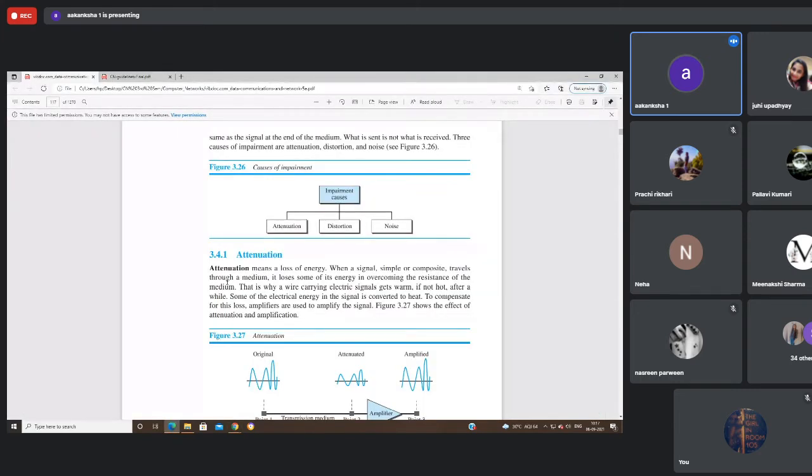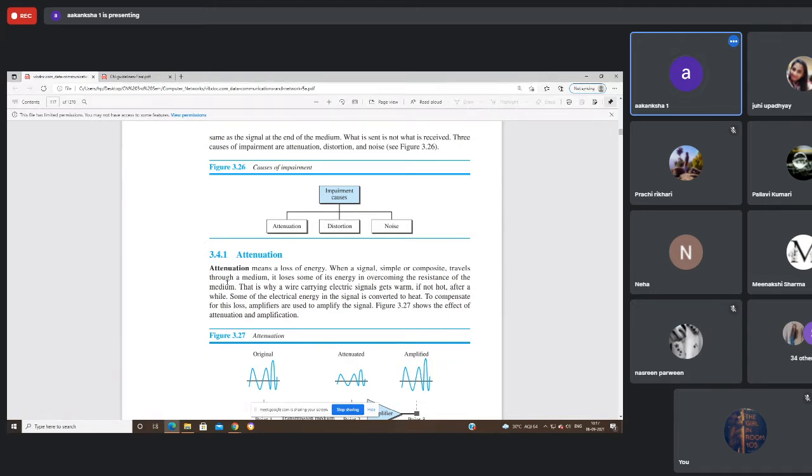So we were discussing attenuation. Attenuation is basically the heat, because the signal dissipates over a period of time after the generation of the heat. Therefore, it attenuates the power of the signal.